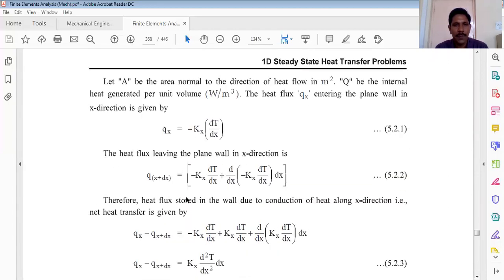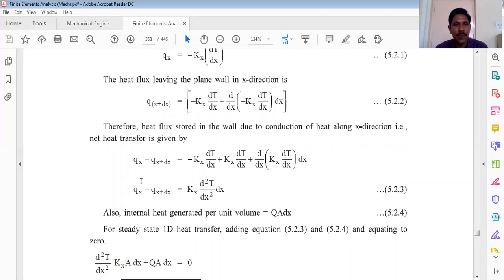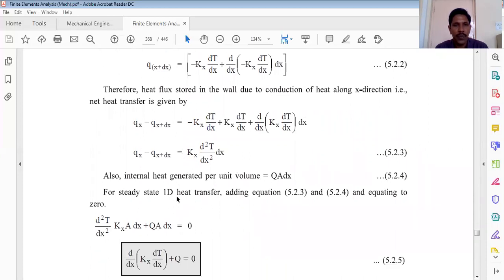So this is expressed after the distance of dx, that is, the heat flux at x plus dx, q at x plus dx, is equal to minus kx dT by dx plus the rate of change of this. So the net heat flux stored in the wall due to the conduction of heat along the x direction is expressed as qx minus qx plus dx. So this comes out to be kx d square T by dx square into dx.